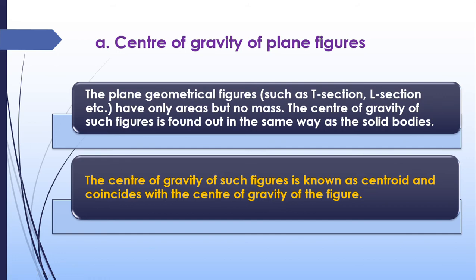Now by moments, we can calculate the center of gravity of different figures. In the case of plane figures, meaning circle, triangle, T section, L section, like that, the center of gravity and centroid of the figure will be equal, because they have only area and no mass. I have already told you that. So in that case, the centroid and center of gravity will be equal.